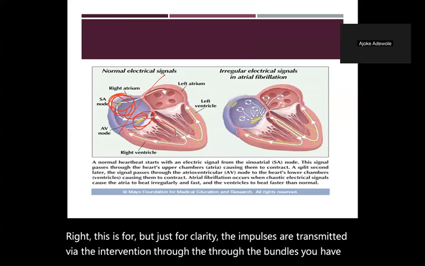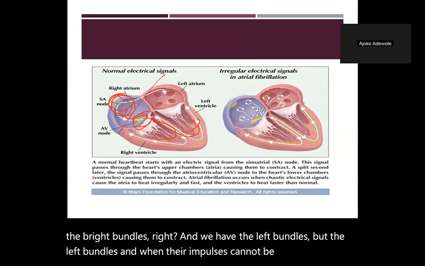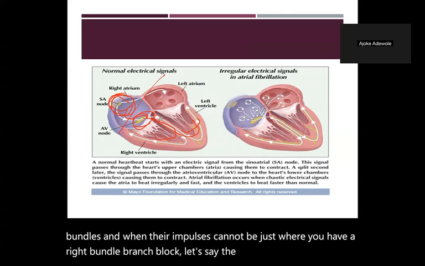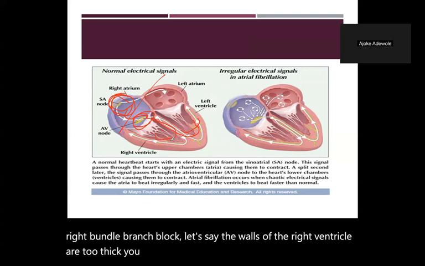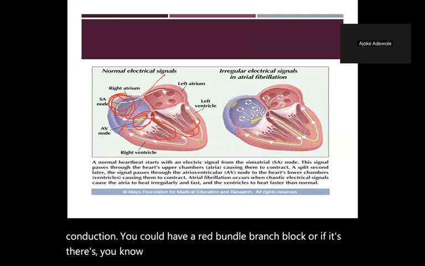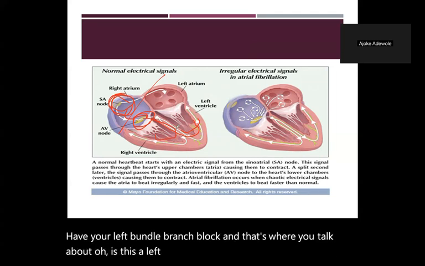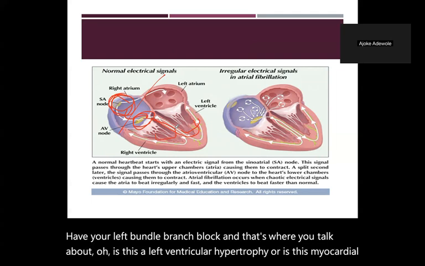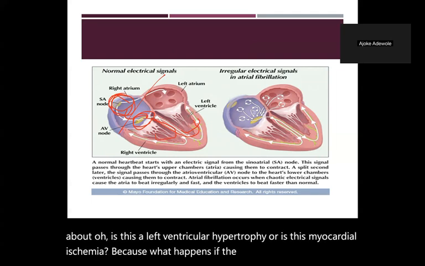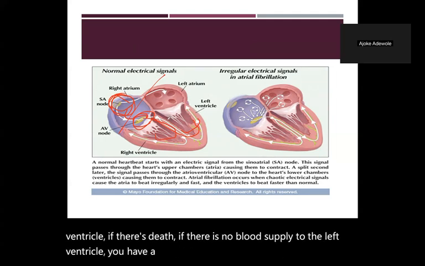You have the right bundle, right? And we have the left bundle. When the impulses cannot be conducted, that's where you have a right bundle branch block. Let's say the walls of the right ventricle are too thick and the impulses are delayed in conduction. You could have a right bundle branch block, or if there's a block basically stopping those right branches. It also could happen on the left, where you have your left bundle branch block, and that's where you ask, is this left ventricular hypertrophy or is this myocardial ischemia? Because if there's no blood supply to the left ventricle, you have a left bundle branch block, right?